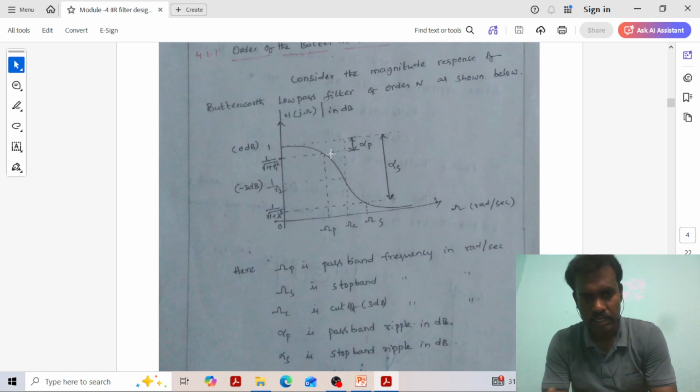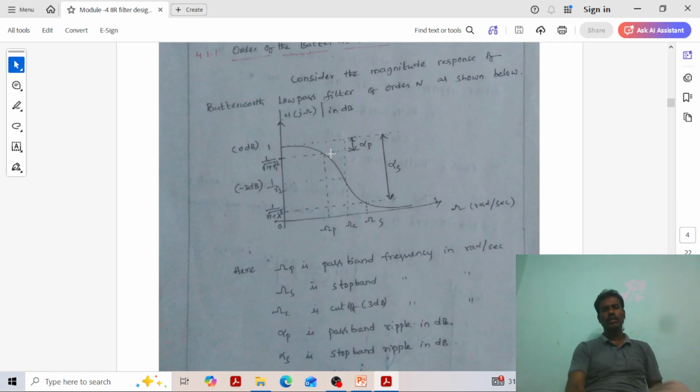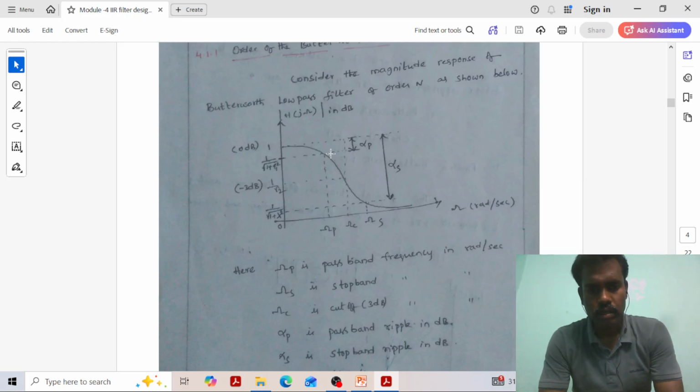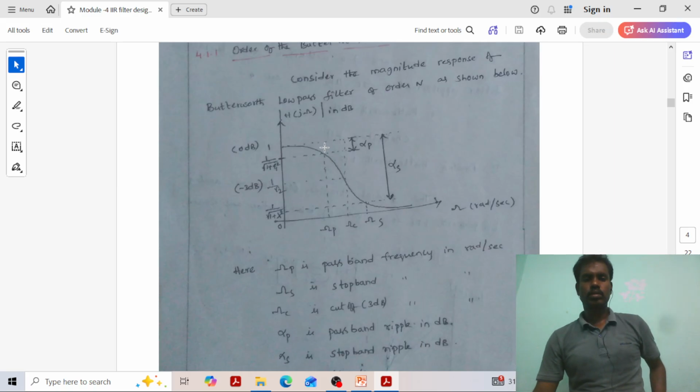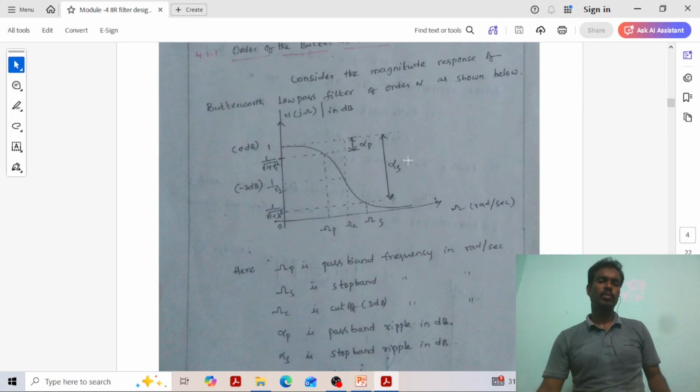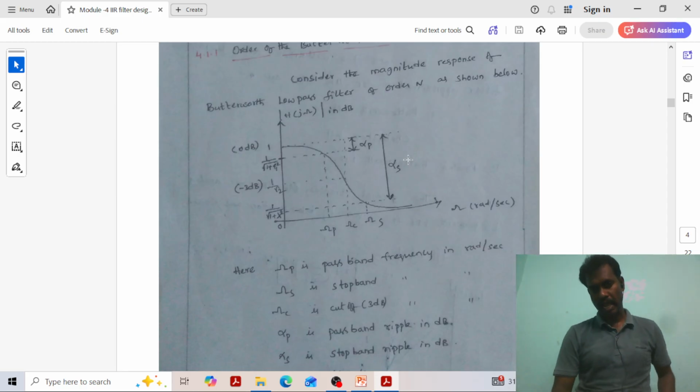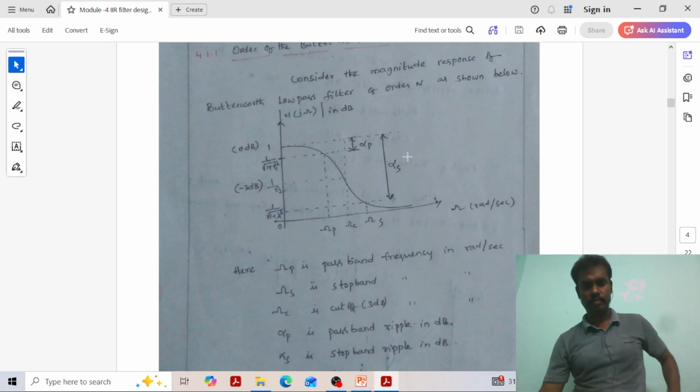If more accuracy is required, then we can say the pass band frequency must be less than the cutoff frequency. And similarly, the stop band frequency will be more than the cutoff frequency, generally in the low pass filter. So the two frequencies are given in the specification, and at those two frequencies they give the pass band ripple and stop band ripple. How much deviation there is at the pass band frequency and stop band frequency is indicated with alpha p and alpha s in decibels.